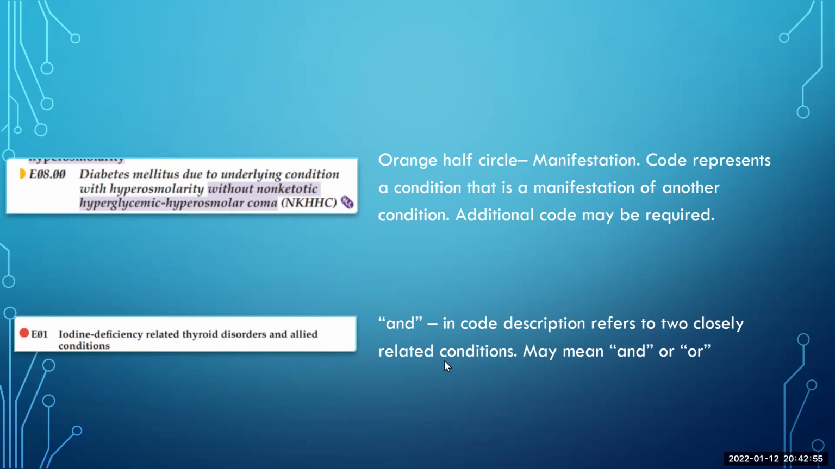And then the last one here, and this can be a little confusing, but it's just helpful to understand that when you see the word "and" in a code description, it means that there are 2 closely related conditions. And so the code that you're looking at and all the codes in that section could refer to both, or could refer to either one. So for this example, we have iodine deficiency related thyroid disorders and allied conditions. So it could be referring to all of these, or it could be referring to one or either. Okay, so it just means these conditions are all super related, and so they're all together. So if only one of them applies to you, if you're only looking at iodine deficiency related thyroid disorders and none of the allied conditions, that's fine. If you're only looking at the allied conditions, then that's fine too. It could be either or both. That's all that means.